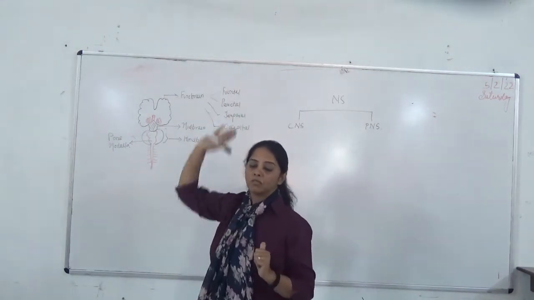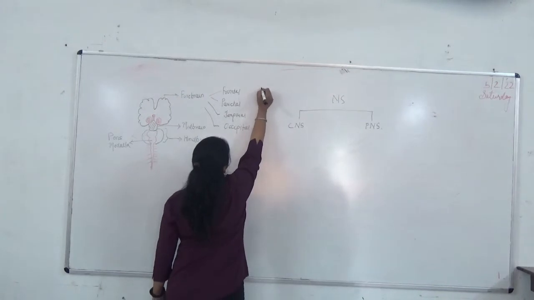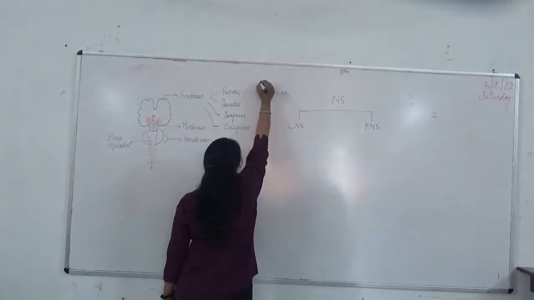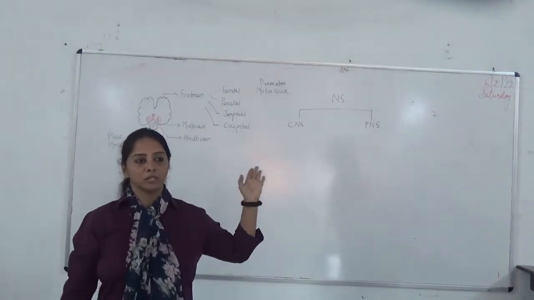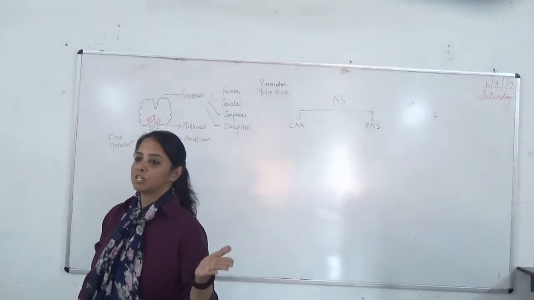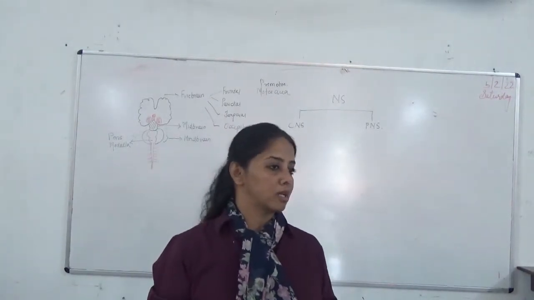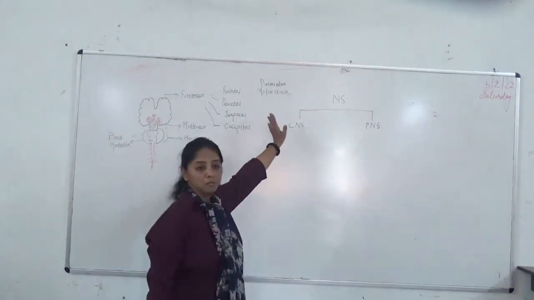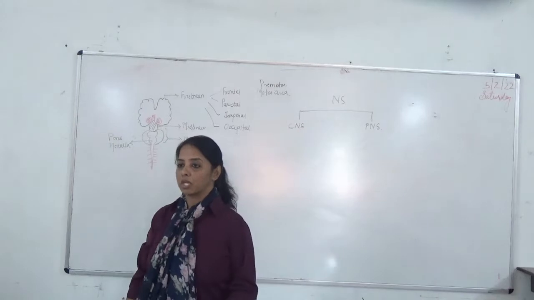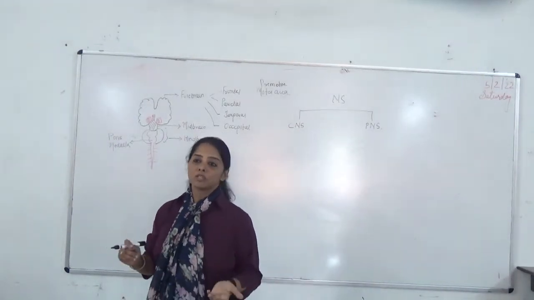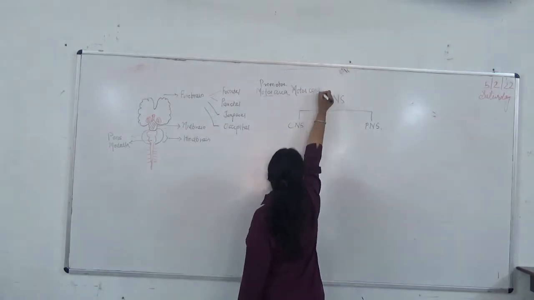What is the function of the frontal lobe? It contains the motor area and the premotor area. What does the motor area do? It controls the functions of the body, the entire locomotor system. All skeletal movements, flexion, extension, adduction, abduction, circumduction, internal and external rotation, are governed by the motor area. So this area is called the motor cortex.